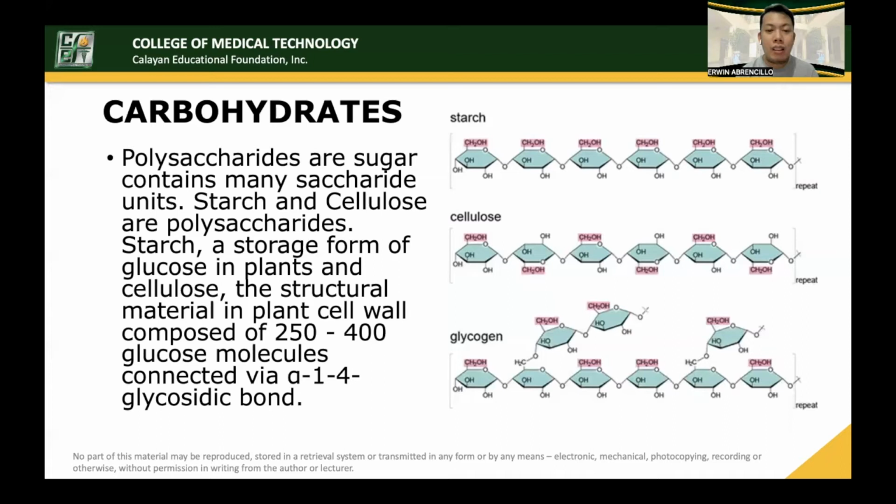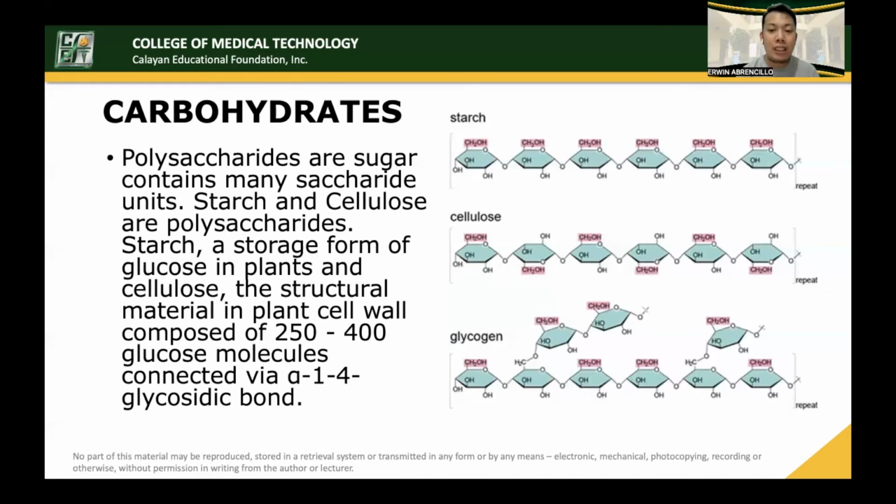And then cellulose, on the other hand, is found in the cell wall of plants. So the structure looks like this one. This is composed again of around 250 to 400. And then glycogen. Glycogen is a polysaccharide sugar found in the liver of mammals, or any other organisms with a liver.